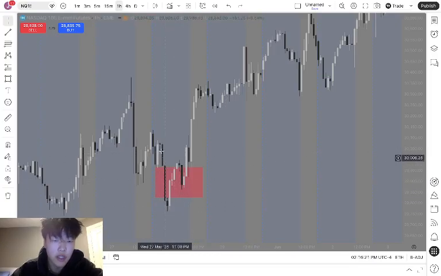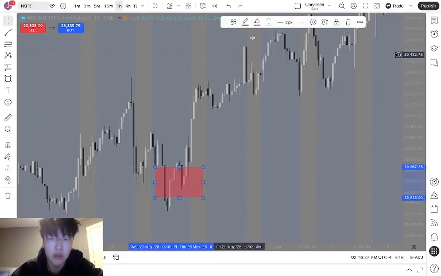But look what happens. Instead of coming back into it, price comes down, pushes through it, right? Creates that inverse fair value gap. Now this becomes bullish, and now we're looking for longs. Comes back into this fair value gap and shoots up, right? So that's just an example of a bearish inverse fair value gap.